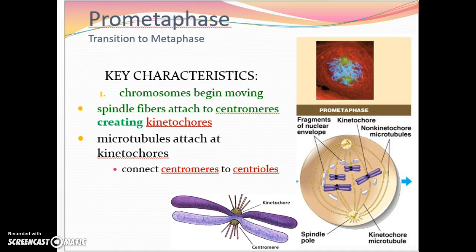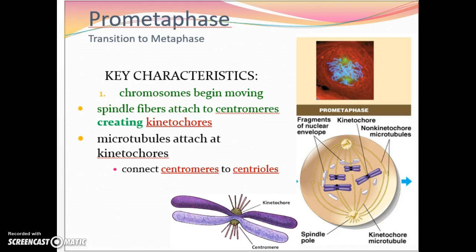So now we go into prometaphase, and the key characteristic of this next phase is that the chromosomes begin to move. The spindle is actually becoming more set, and the spindle fibers are attaching to the centromeres, creating what we call kinetochores. And the microtubules are attaching to these kinetochores, connecting centromeres to the centrioles.